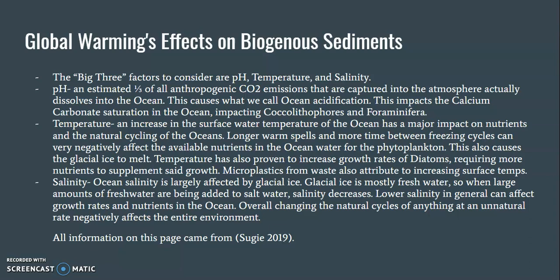Salinity. Ocean salinity is largely affected by glacial ice. Glacial ice is mostly freshwater, so when large amounts of freshwater are being added to saltwater, our salinity decreases. Lower salinity in general can affect growth rates and nutrients in the ocean. Overall, changing the natural cycles of anything at an unnatural rate negatively affects the entire environment.